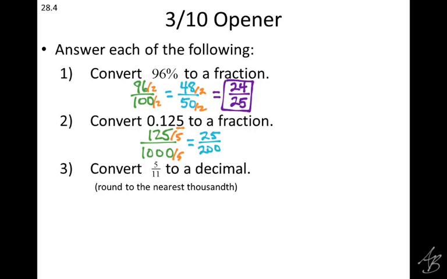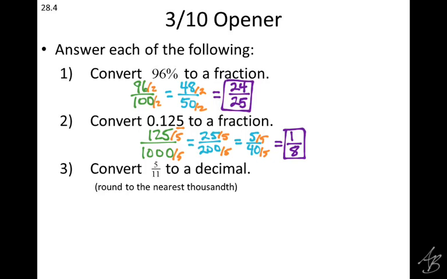Okay, can I reduce that? Yeah, I can reduce by 5 again. 25 divided by 5 is 5, and 200 divided by 5 is 40. Can I reduce that? Sure can. Can reduce by 5 again. 5 divided by 5 is 1, and 40 divided by 5 is? Can I reduce that? No, I'm never going to be able to reduce something with a 1 in the numerator. So we are done with that one.